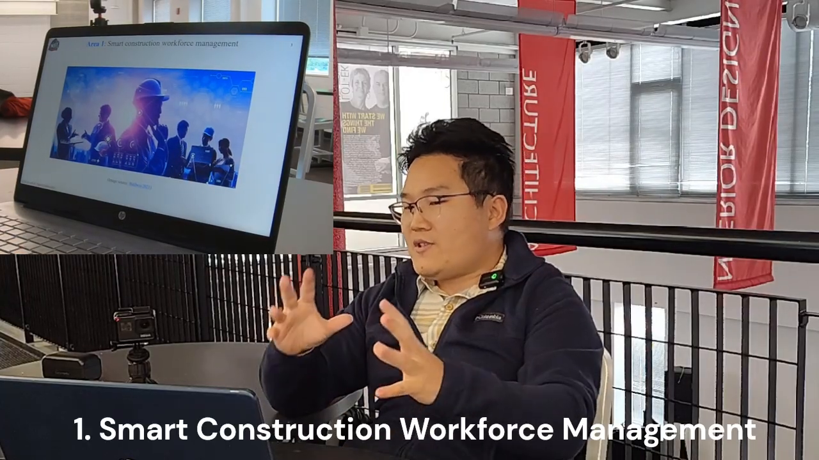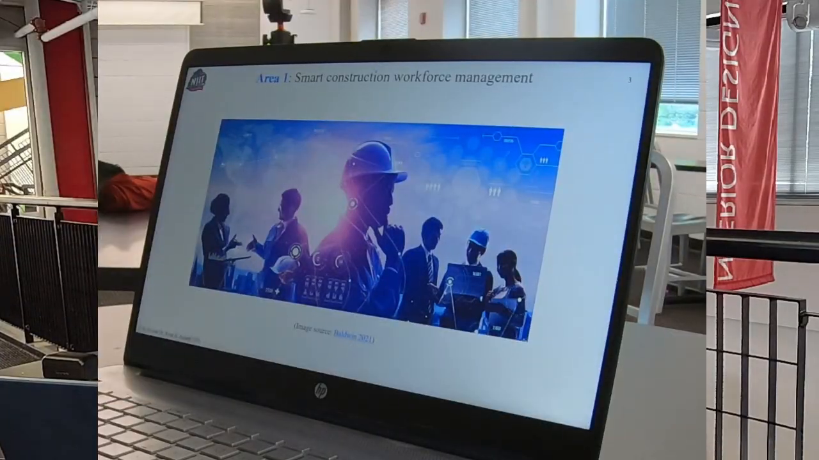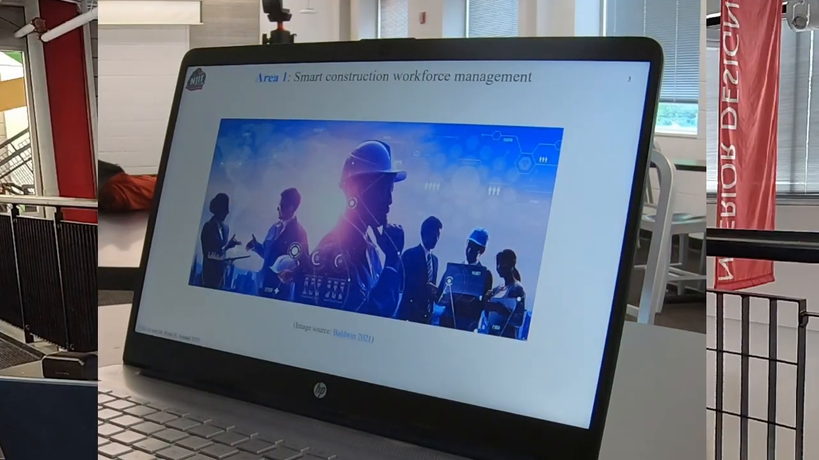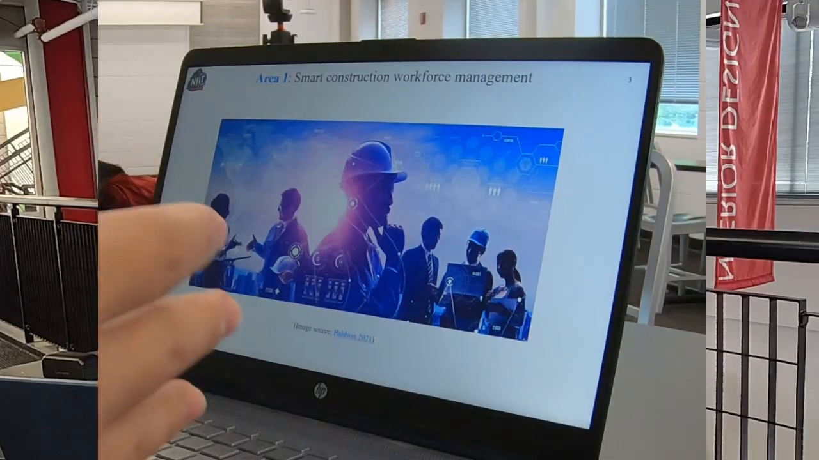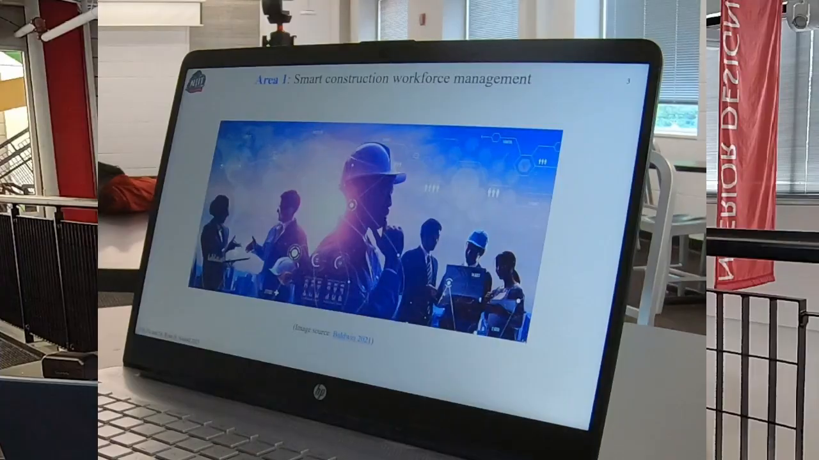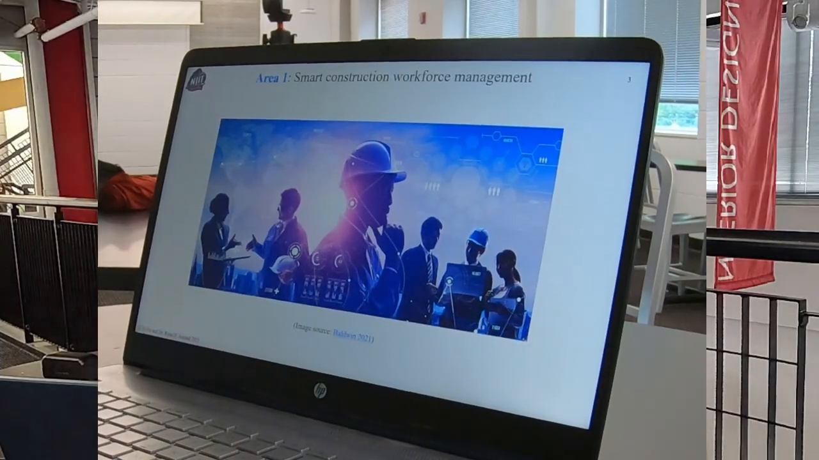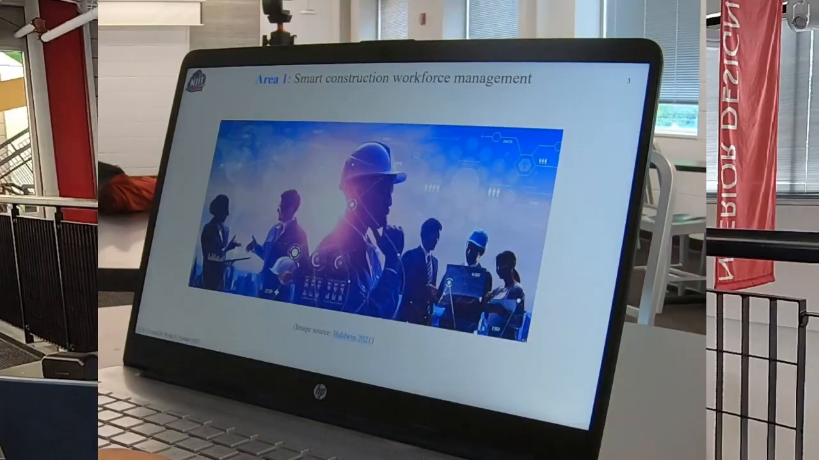I will start with the first area, smart construction workforce management. Why do we talk about this first? We are living in a world where people always mention one concept: it's called human-centric. Humans always get prioritized, and even in the construction industry it's the same thing. Right now, we're facing a workforce shortage issue, an open challenge. Given the limited amount of construction workforce, how can we ensure their safety, their health, and also their work productivity, so that the contractor can deliver the project on time, and so on and so forth?